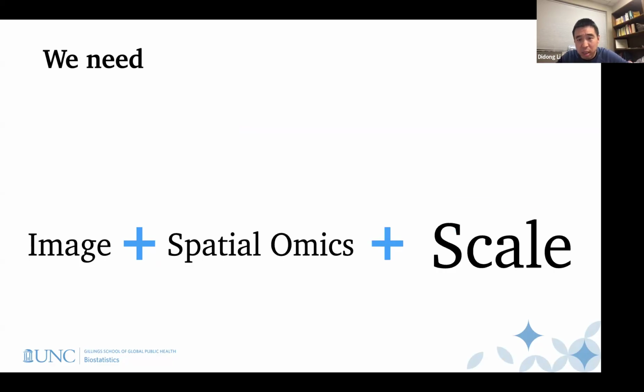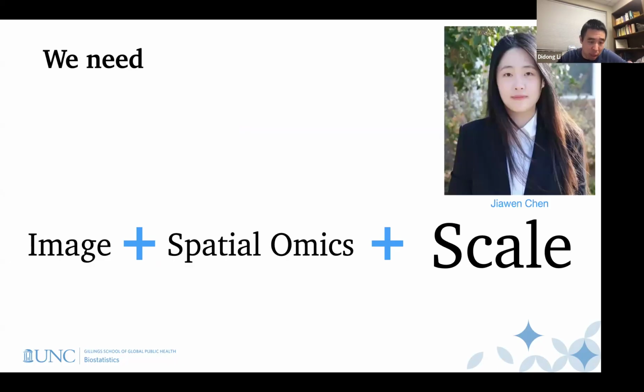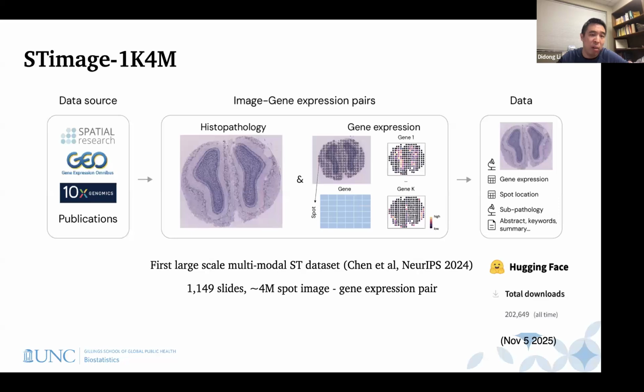Motivated by this need, my recent graduate student, Jiawen, who's now a postdoc at Stanford, curated one of the first and largest publicly available datasets called ST-Image 1K4M. It captures over 1,100 slides and covers over 4 million spots. Each spot is an image and gene expression pair. Since it was released in late 2024, it has been downloaded over 200,000 times on Hugging Face as of November last year.